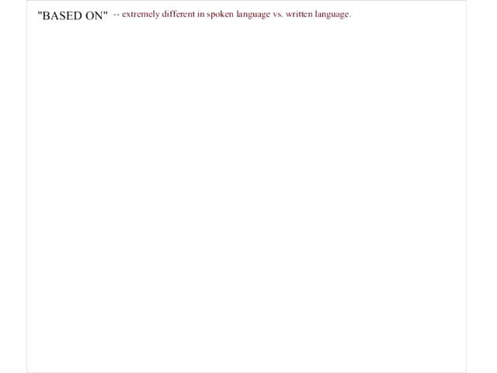In spoken language, you can say stuff like this. If you say, "Based on your behavior last night, I think you are crazy." This is how people talk when they use the phrase "based on." But this is incorrect in written language.